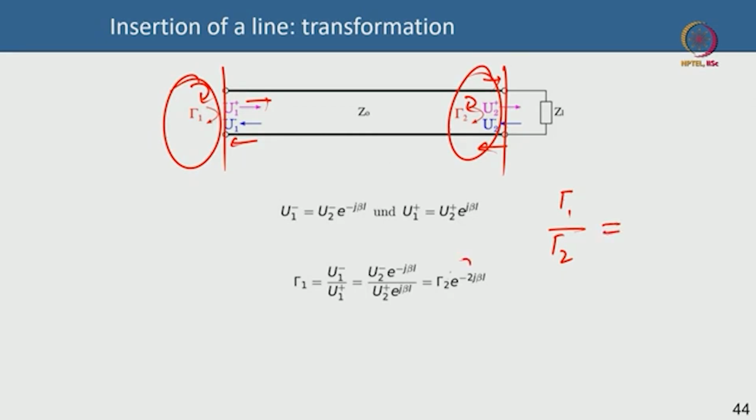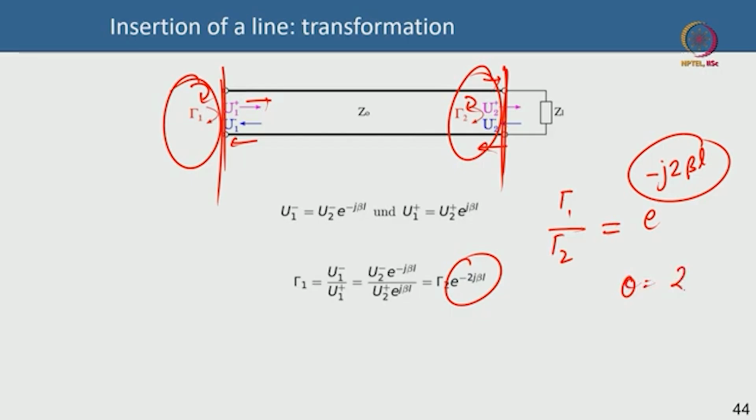That ratio turns out to be this, which is e to the power minus j2bl. You see that the magnitude has not changed. A transmission line does not change the magnitude of the reflection coefficient, it only changes the phase. In this case it introduces a phase change of theta equal to 2bl. That is the total phase change that it has done.